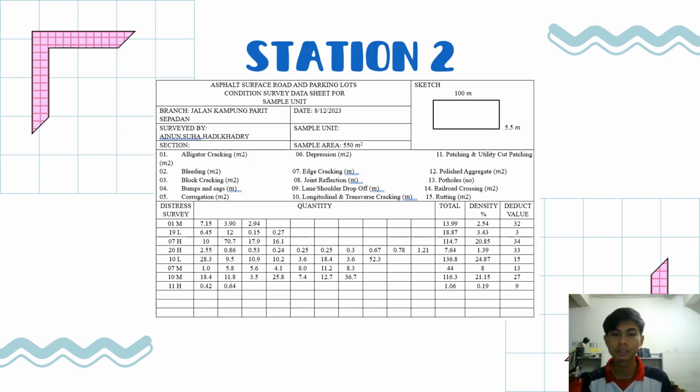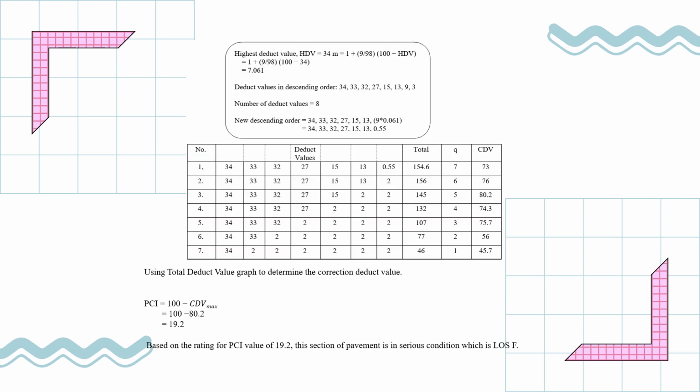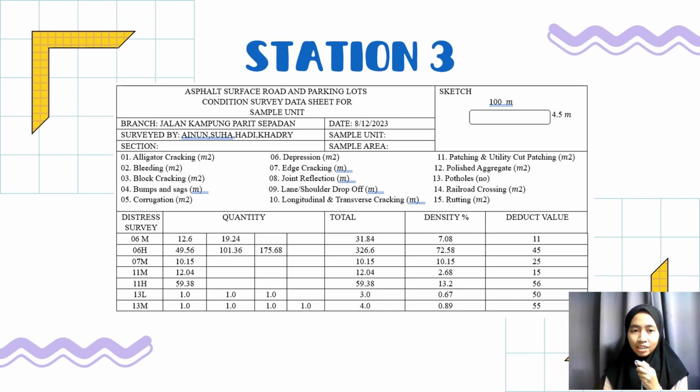This table shows the data that we collected and the defects that we found at Station 2. This is the data that we collected at Station 3. There are a few damages that we have found.